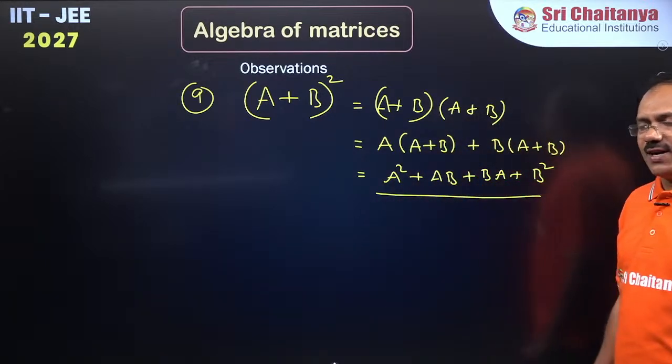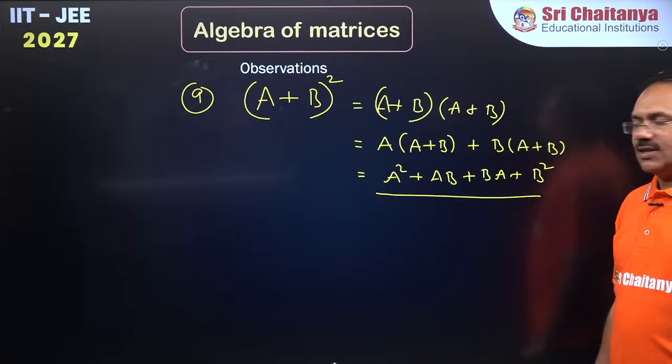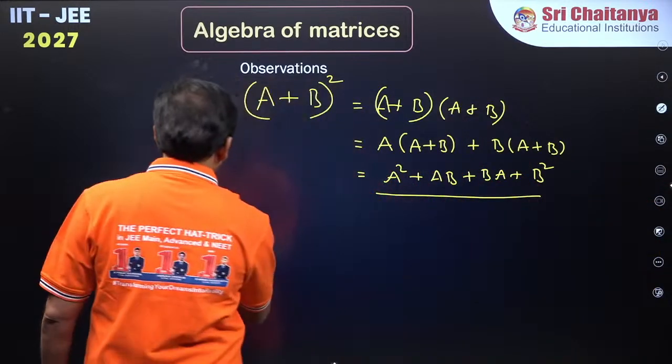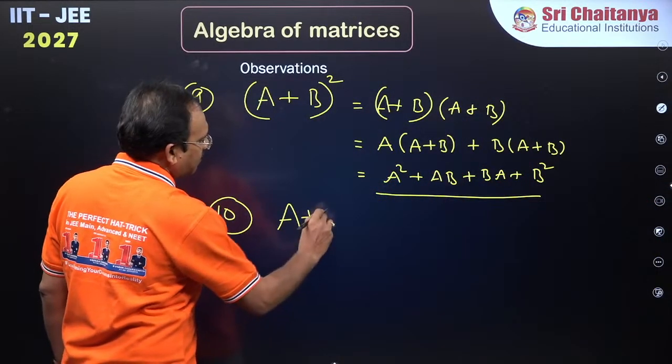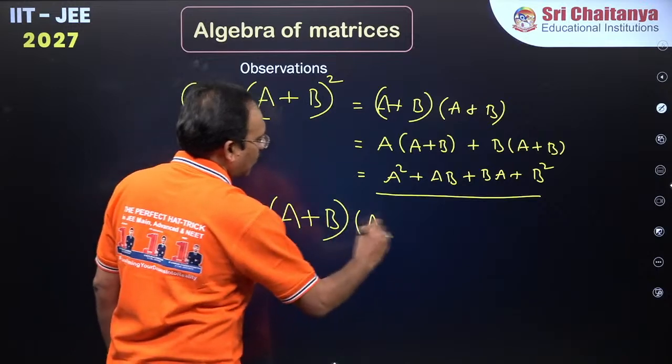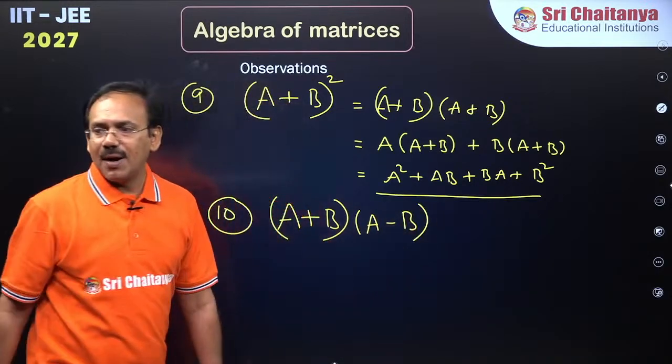Am I correct everyone? So in the same way, you just try this. You see (A plus B) into (A minus B). What happens in matrices? Come on, quick try.